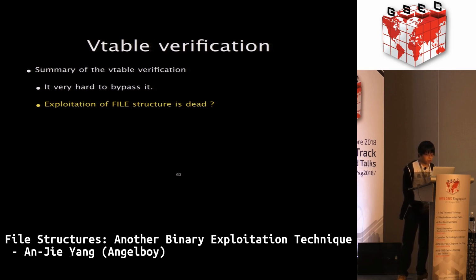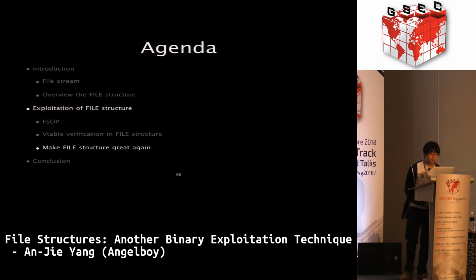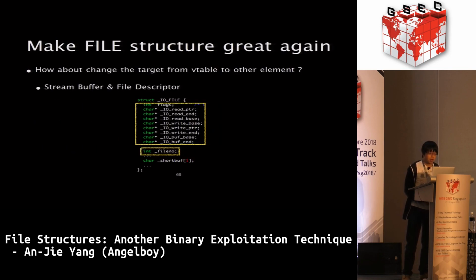So exploitation of file structure is dead. Actually, it's not. Let's make file structure great again. How about changing the target from the vtable to other elements? Can we use other elements to do file structure exploitation? The answer is yes. We found two interesting elements, the string buffer and the file descriptor in the file structure.